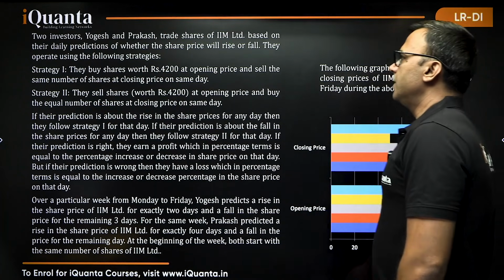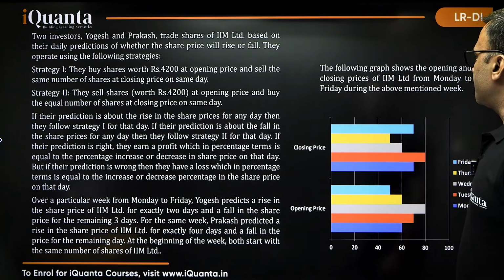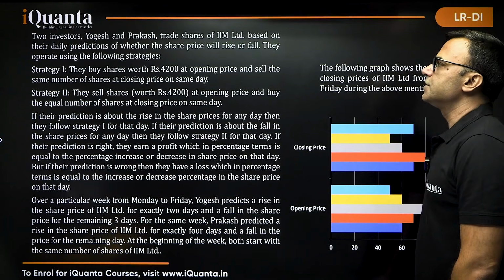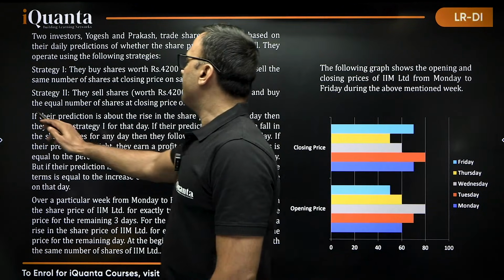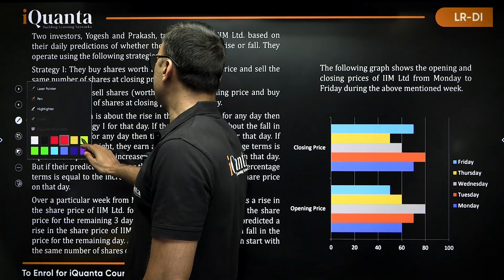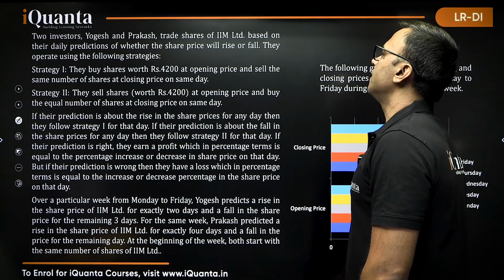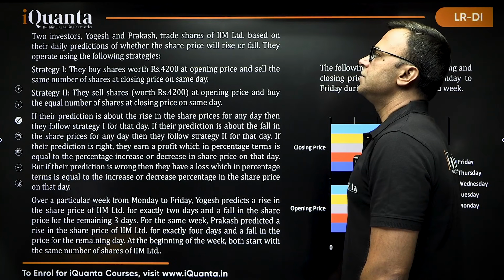This is a very beautiful set about share prices and profit and loss. Let's read the question first. It says, two investors, Yogesh and Prakash, trade shares of a certain company, IM Limited, based on the daily predictions of whether the share price will rise or fall. They operate using the following strategy.